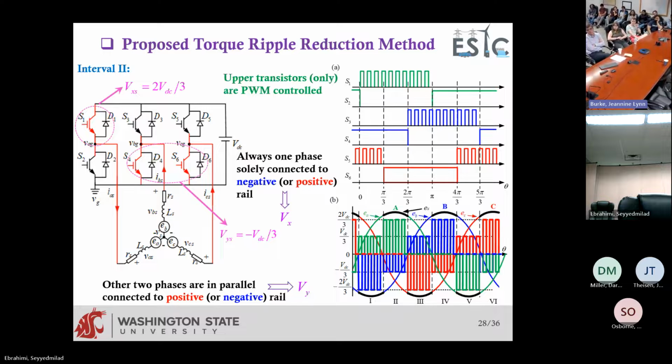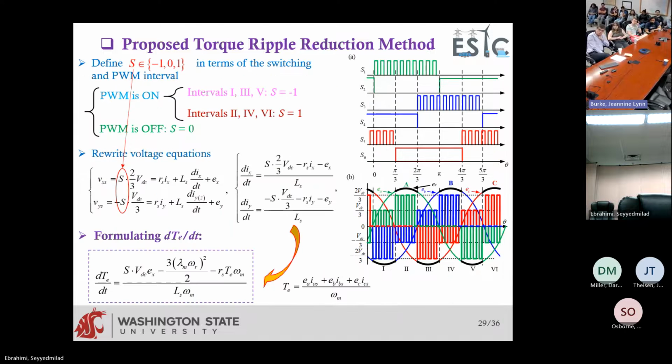But if the PWM is off, if you turn this switch off, the current that was flowing here will flow through the parallel diode at the lower switch. So all of them will be connected to the negative rail. So the voltage will be equal to 0 for all the phases. Because of that, we can formulate the voltages like this.